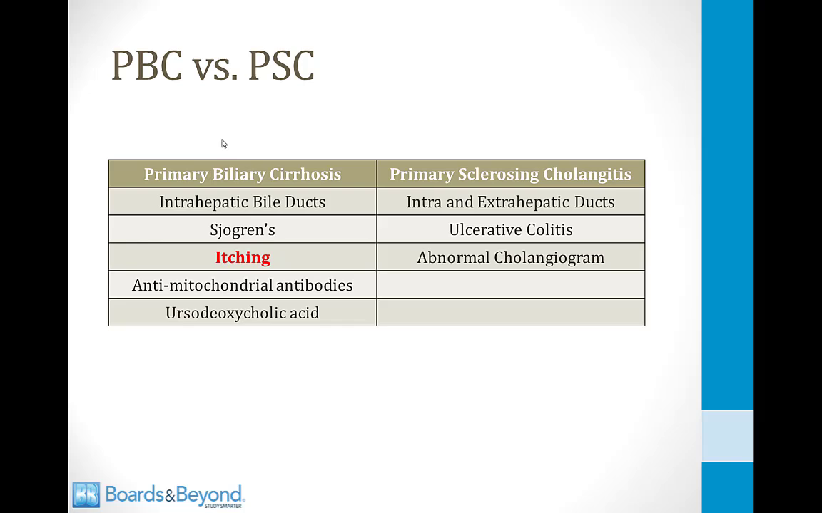So here's a table showing the difference between primary biliary cirrhosis and primary sclerosing cholangitis. Many people confuse these, but you shouldn't if you've paid attention to what I've been saying on the last few slides. So primary biliary cirrhosis involves the intrahepatic bile ducts. All those extrahepatic bile ducts that you can see with ultrasound and other imaging techniques will be normal. It's associated with Sjogren's disease. Remember that it presents with itching as its predominant feature. Antimitochondrial antibodies are elevated in patients with this condition, and there is a medical therapy, ursodeoxycholic acid.